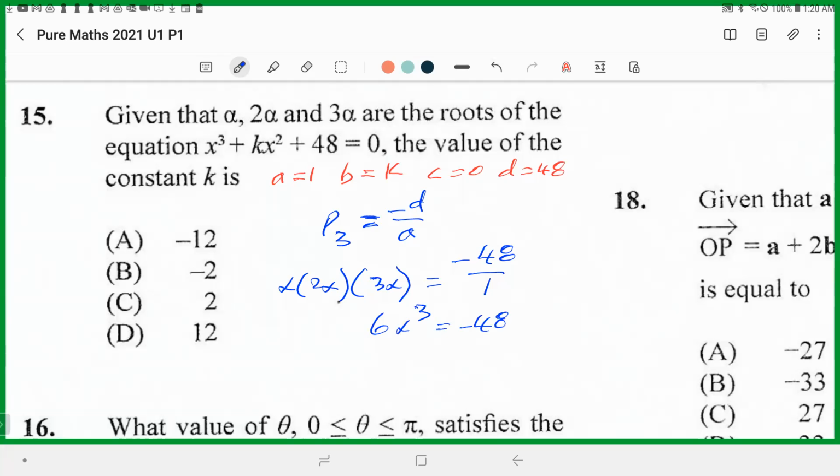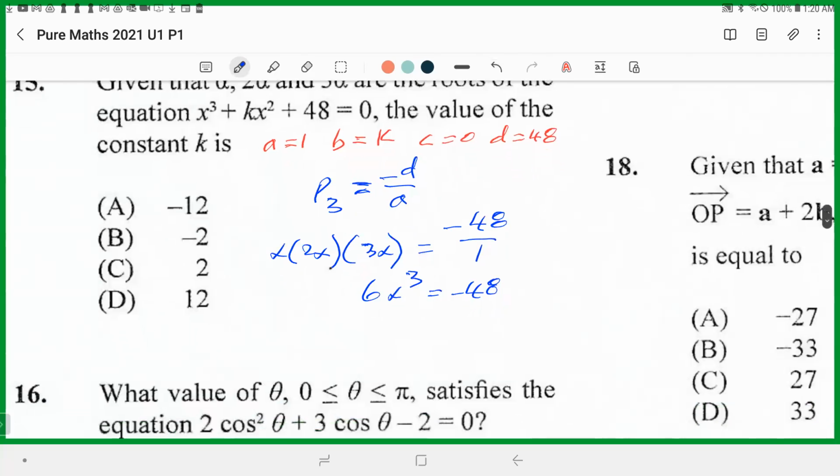I'm doing too much work and I don't need to do so much work. Let me shift it over. I'm doing too much work. You can see that my alpha is 2 already, you know.